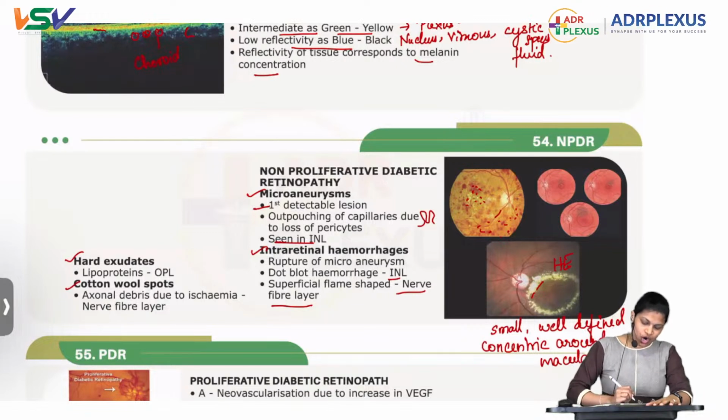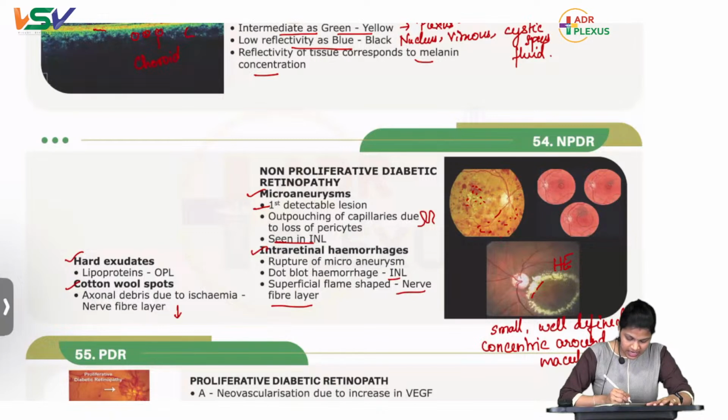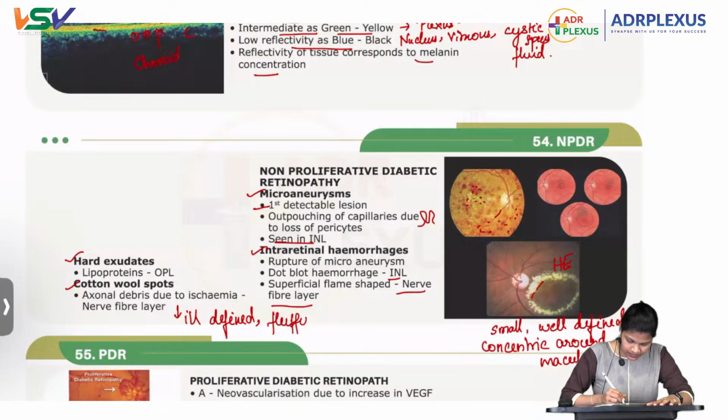Now, when it comes to the cotton wool spot, this is due to axonal debris due to the ischemia, which is found in the nerve fiber layer, and these are ill-defined and fluffy. Okay, these are ill-defined and fluffy.